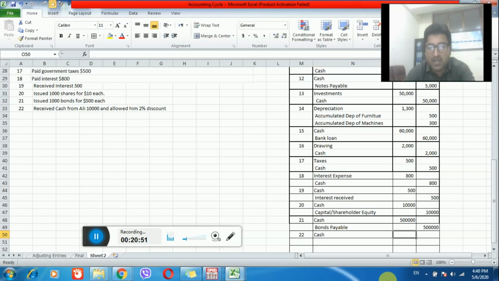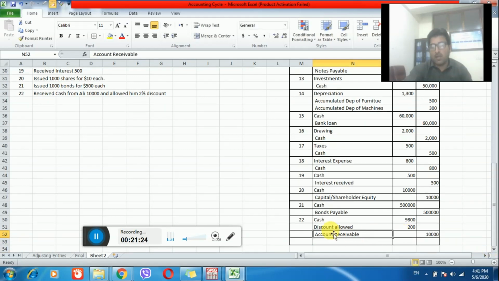Cash debited, not 10,000, 9,800. Clear? And now you are allowing discount, so this is called discount allowed. Discount allowed, that is how much? That is 200. Clear? And what is credit? Account receivable. Okay, how much? Completely 10,000. Okay, dear students, very much easy.